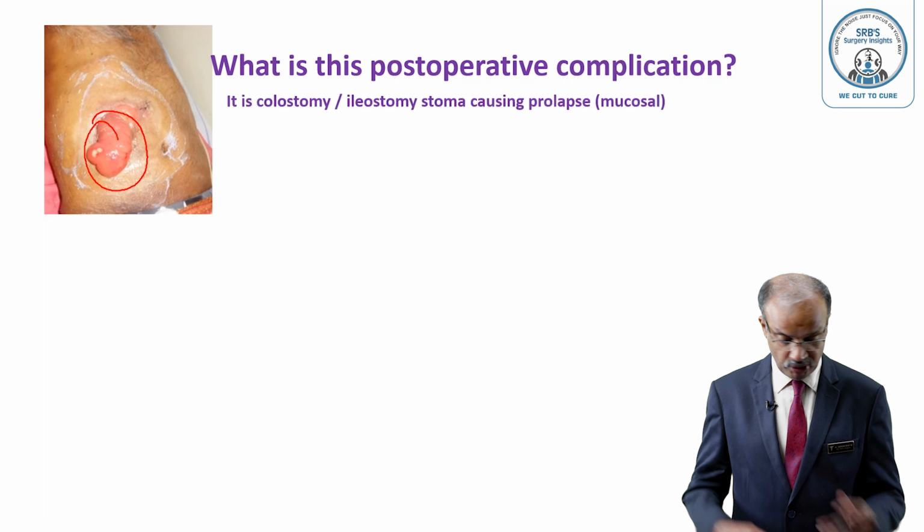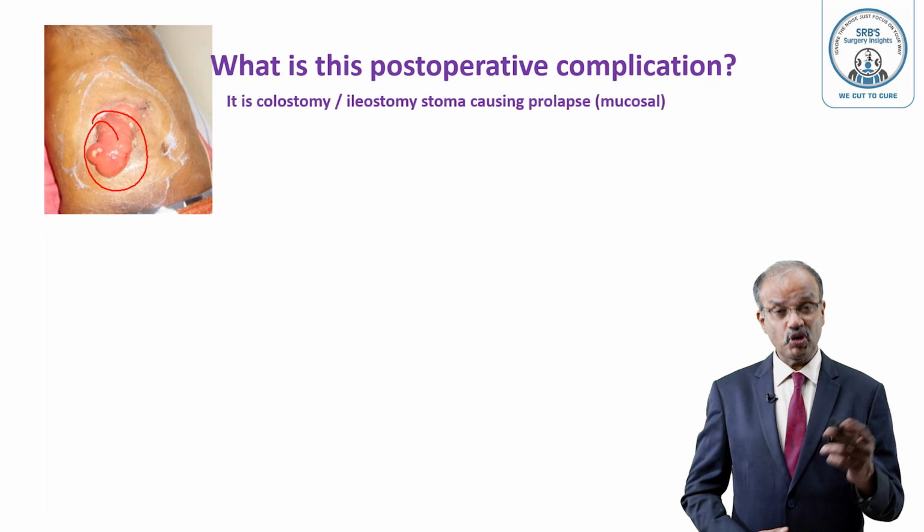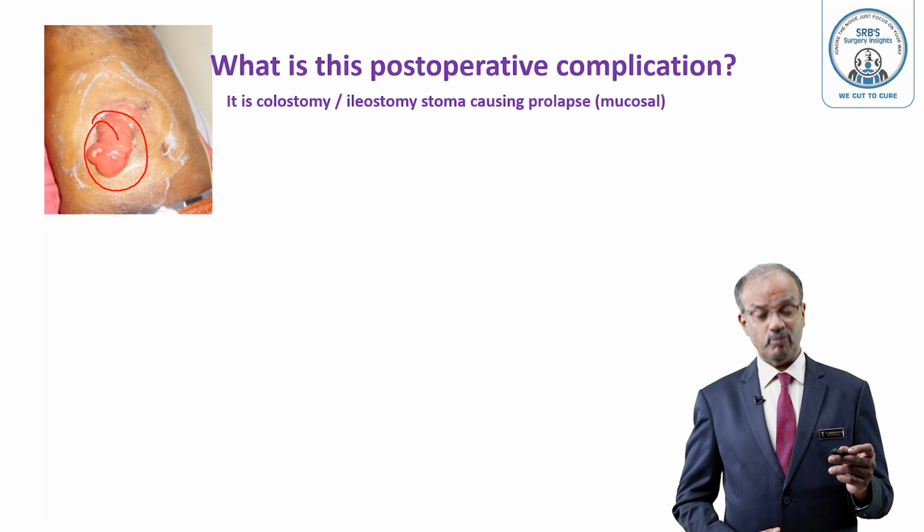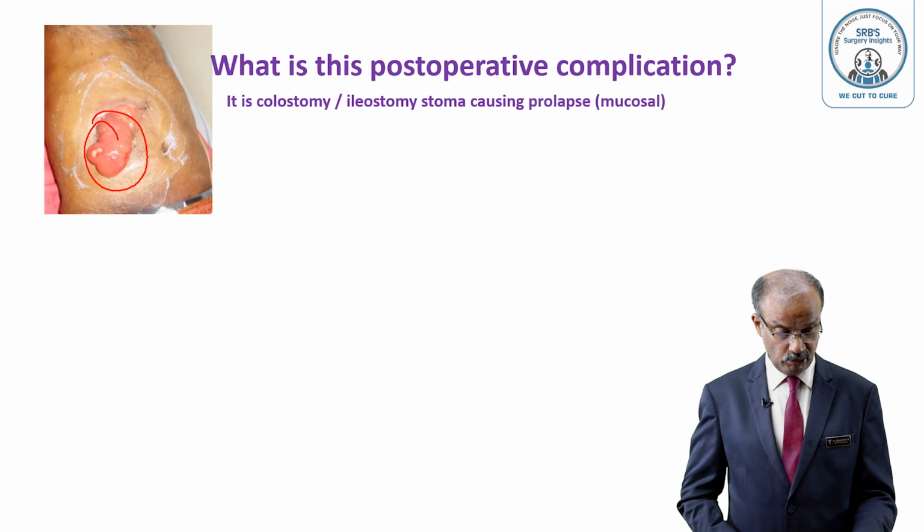See that the mucosa has come out this much in length. It's one of the common complications. Parastomal hernia is also a common complication. This is again one of the common complications of ileostomy or colostomy.